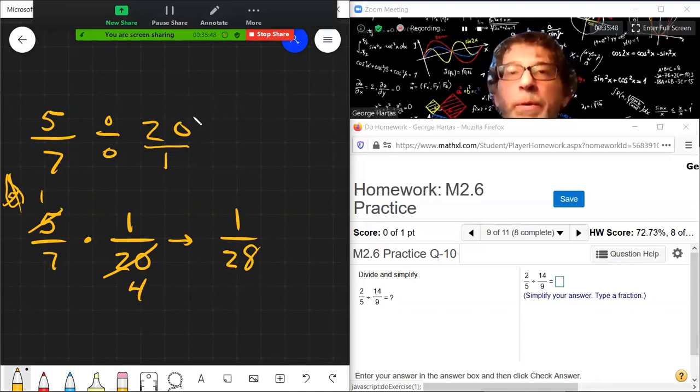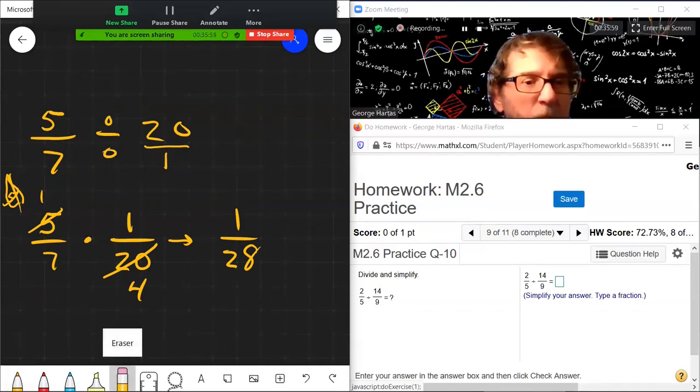When you have a whole number here as the divisor, put a 1 underneath it. That way when you flip, it becomes 1 over that number. All right, so let's keep rolling.